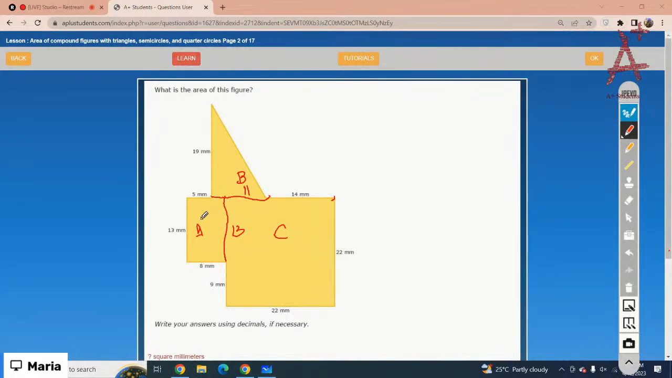It would be 8 from here to here. Just calculate the area of shape A. It would be 13 times 8. 8 times 3 is 24. It would be 104. C is the square. Just calculate. It would be length times width. That would be 22 times 22. So it is 484.